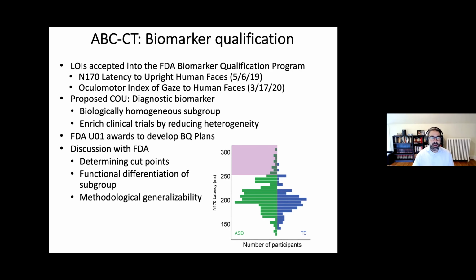for psychiatric conditions. Where do you draw this line for a continuous distribution? How do you prove that this purple group is biologically different from the people outside of the group? How do we ensure that the things we've learned from this study are generalizable to other studies using other systems? And this is all work in progress.